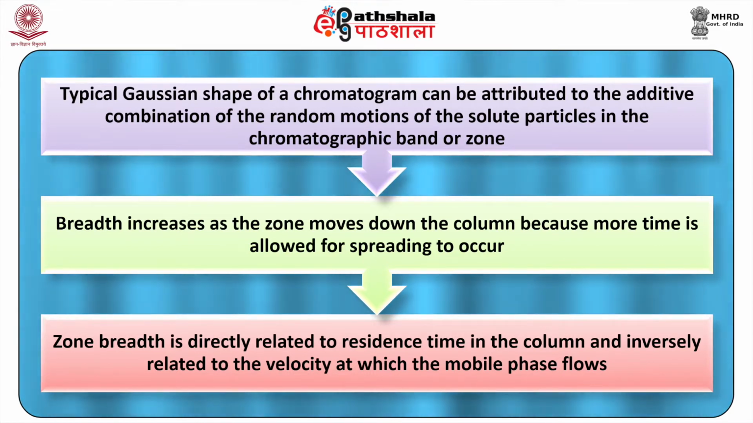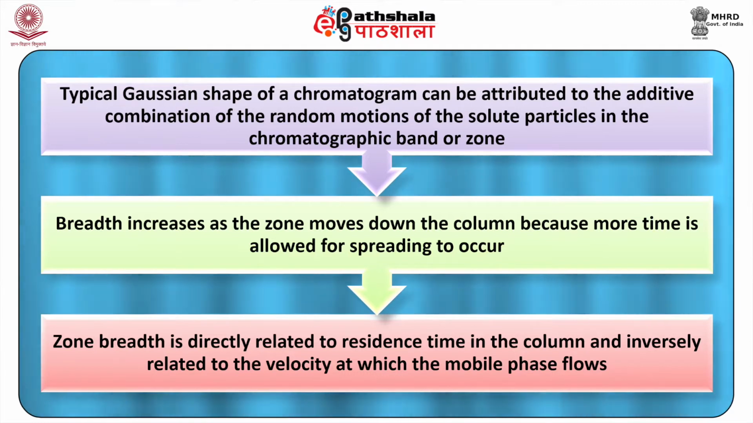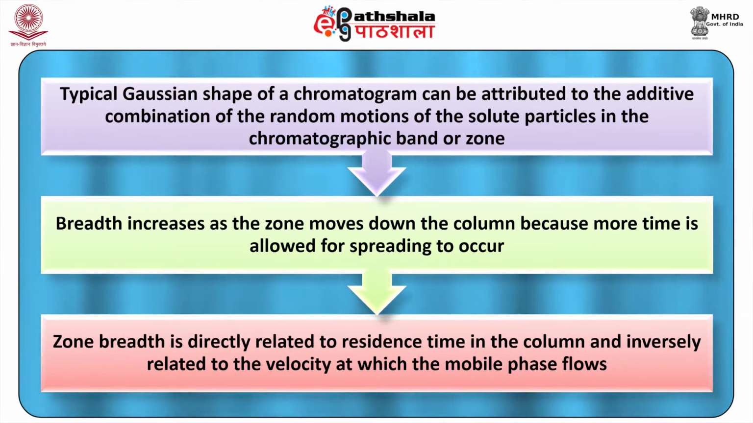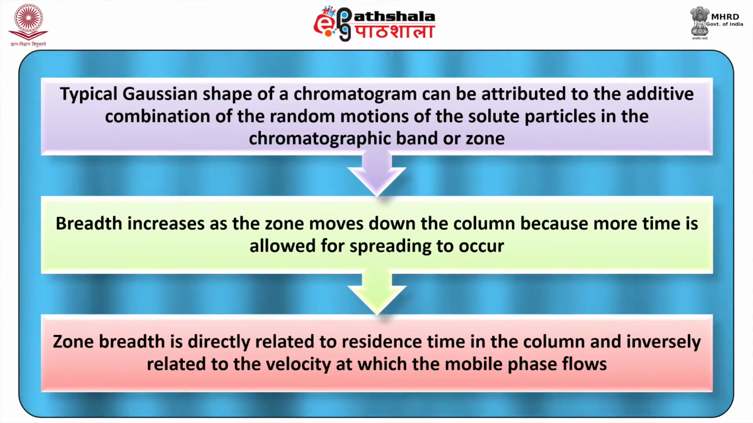The breadth increases as the zone moves down the column because more time is allowed for spreading to occur. Thus, the zone breadth is directly related to residence time in the column and inversely related to the velocity at which the mobile phase flows.